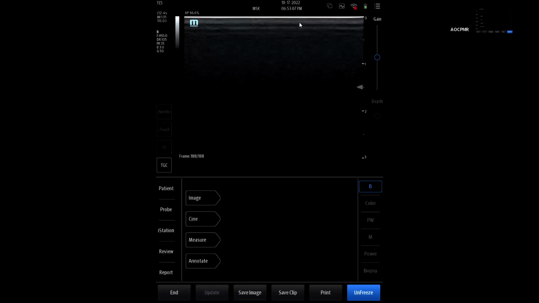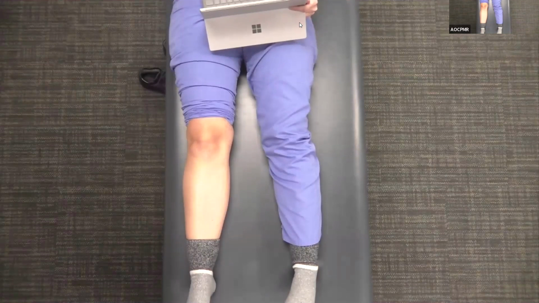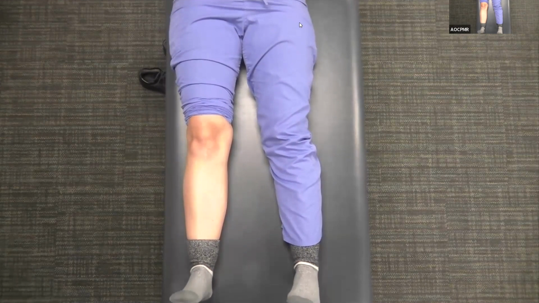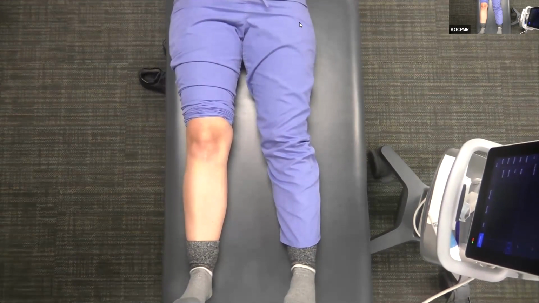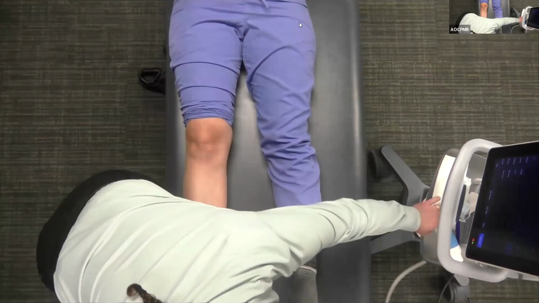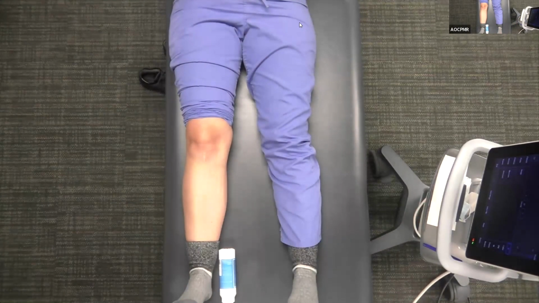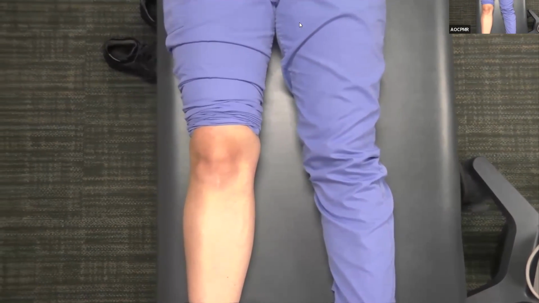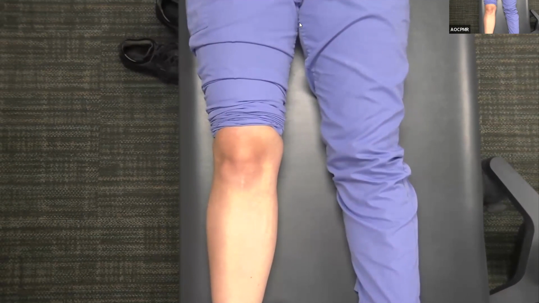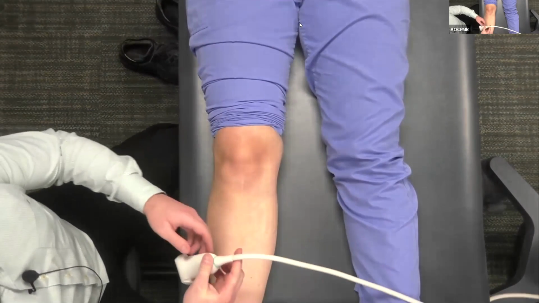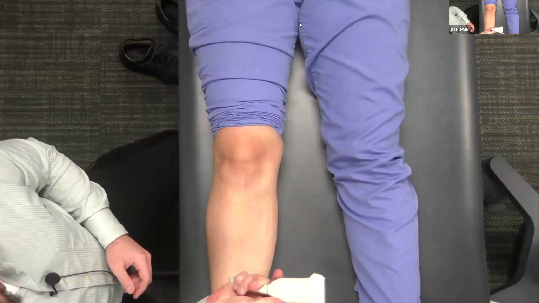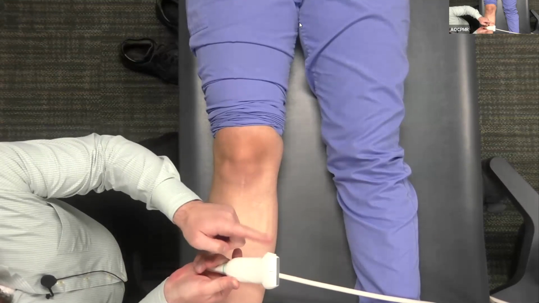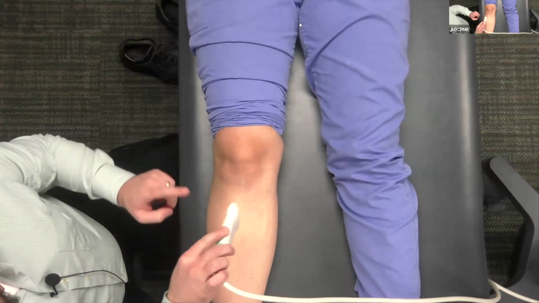So let's take a look at the camera over here first. When we're doing our evaluation, it's important for you guys to know exactly where I'm putting the probe. So when we're checking our landmarks, let's zoom in. You want the patient to roll up their pant leg as far as they can. Looking at our transducer, you're going to have a side that has a little nub on it and a side that doesn't. This is usually going to be on the medial side or the superior side.